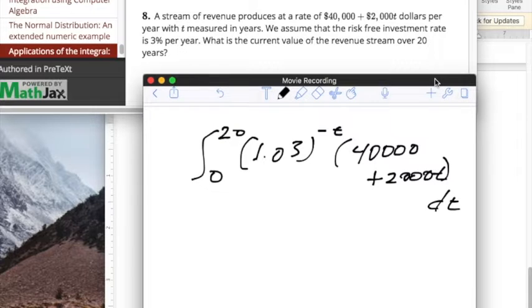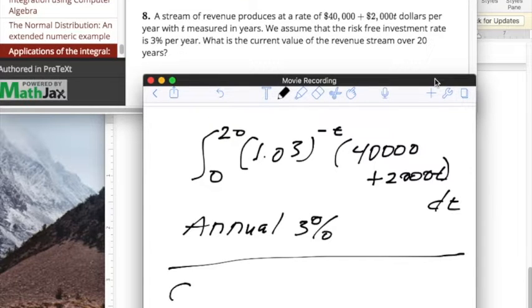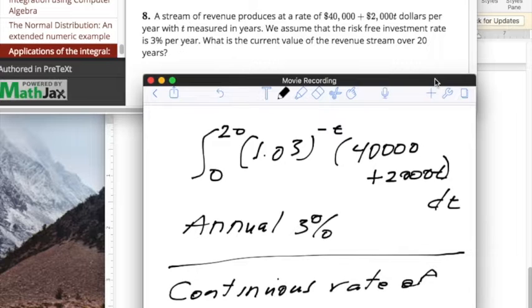If instead of this, this was annual 3%. The other way that the problem might be interpreted is I talk about a continuous rate of 3%. And that's going to be the same integral from 0 to 20, except instead of 1.03 to the minus t, I'm going to do e to the minus 0.03t times 40,000 plus 2,000 t dt. And so this is how I do present value, which is one of the standard applications.